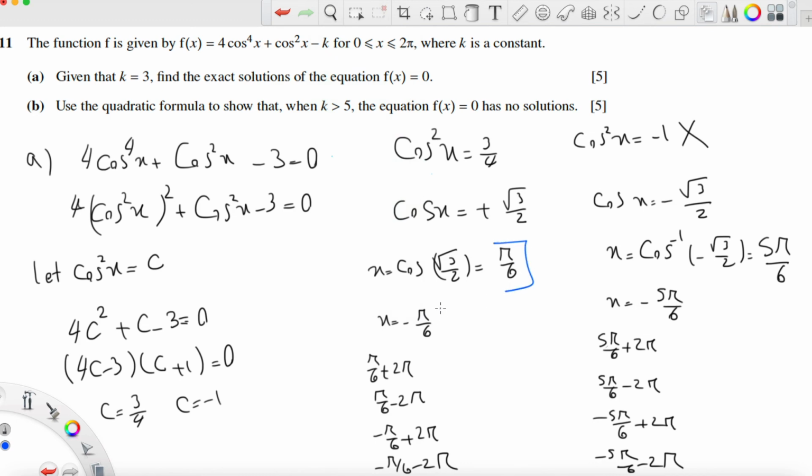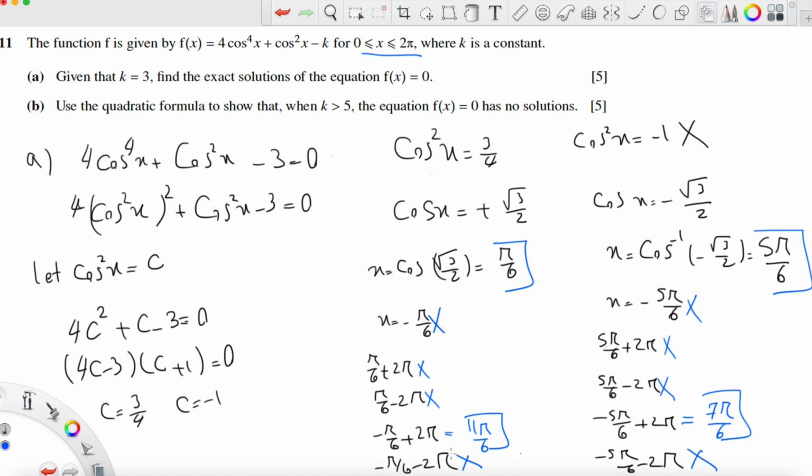Here, this one is acceptable, this one is not, because it says between 0 and 2 pi. This one will go beyond the interval, this one not, but this one yes, it will be 11 pi over 6. This one no, this is acceptable, this is not, this is not, this is not, but this one will be 7 pi over 6, which is acceptable, and this one no.